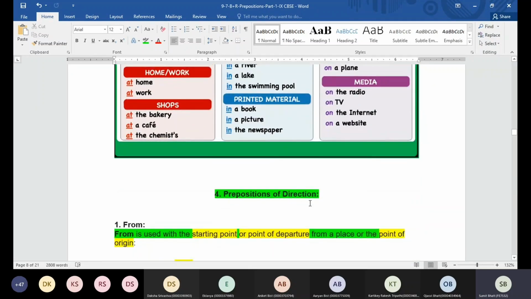Let's go to the next thing. That's going to be prepositions of direction. If you are referring to a particular direction, guys, we use certain prepositions. The first preposition here is going to be from. Earlier we studied about timing. Remember when you have a starting time, which word are we supposed to use if you are referring to starting time?